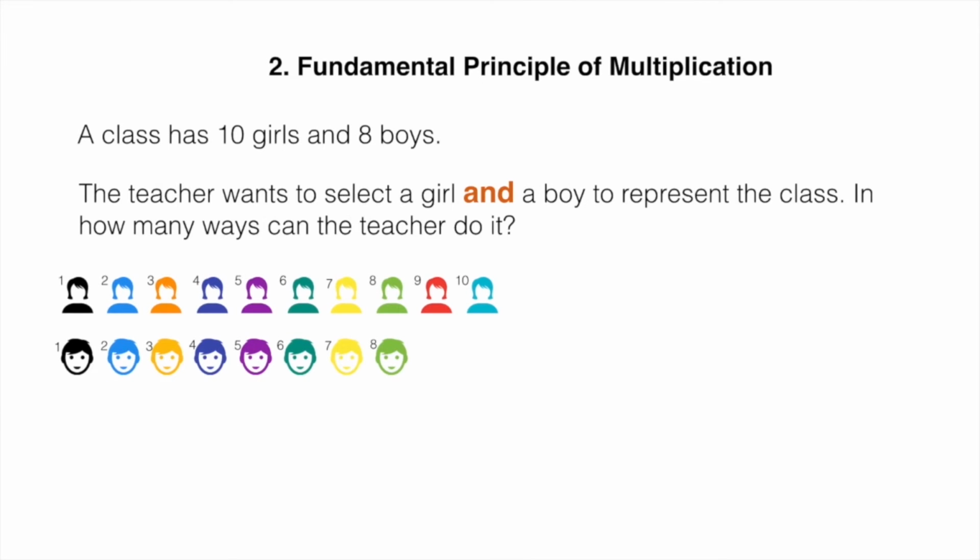Again, the class has 10 girls and 8 boys. The teacher this time wants to select a girl and a boy. In how many ways can the teacher do it? Please note the "and" in the question. Now, let's look at the ways we can select a girl and a boy.